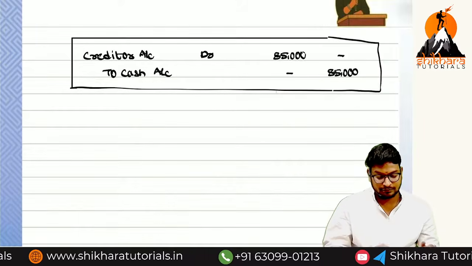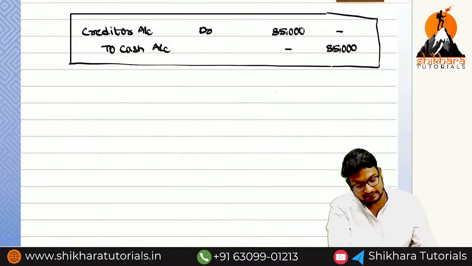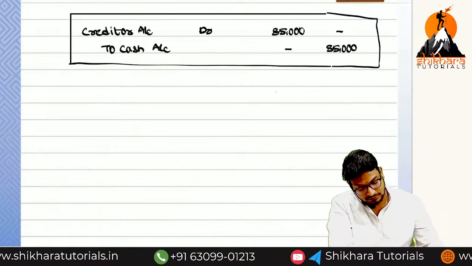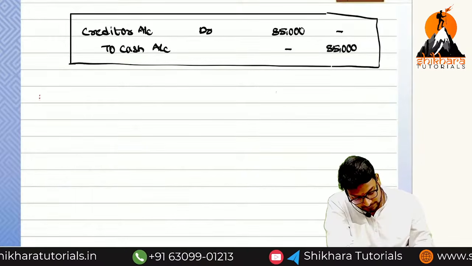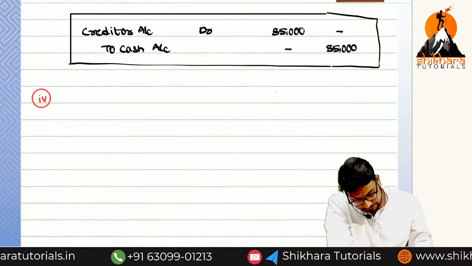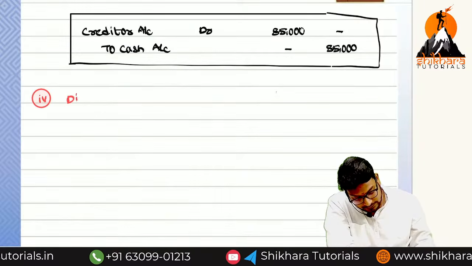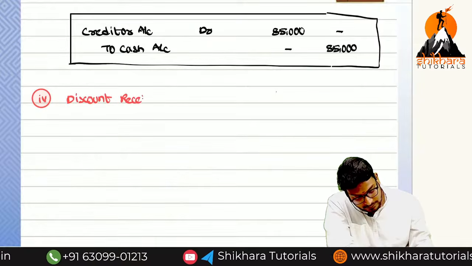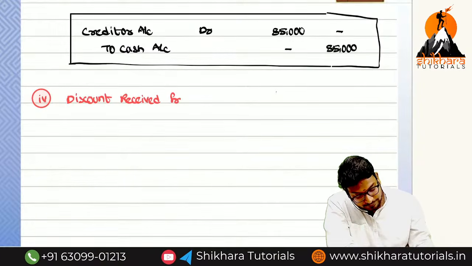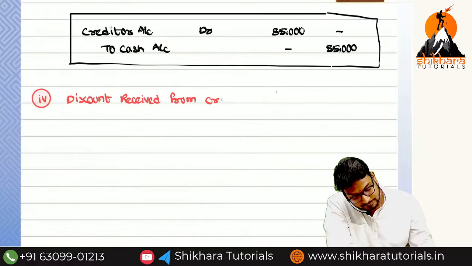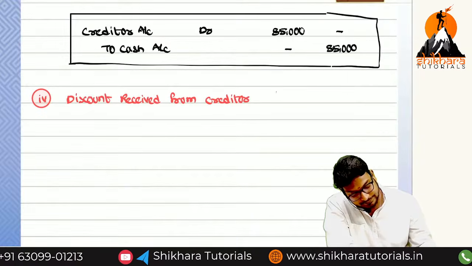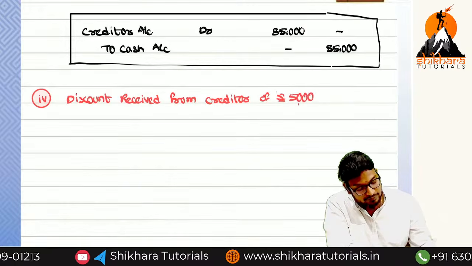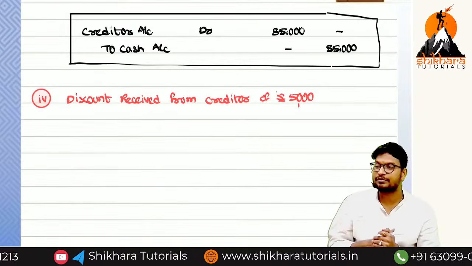Okay guys. Next, what is the final transaction in our example? Nothing but the fourth one. Discount received from creditor of rupees how much? 5,000. So can you say the two outcomes here?